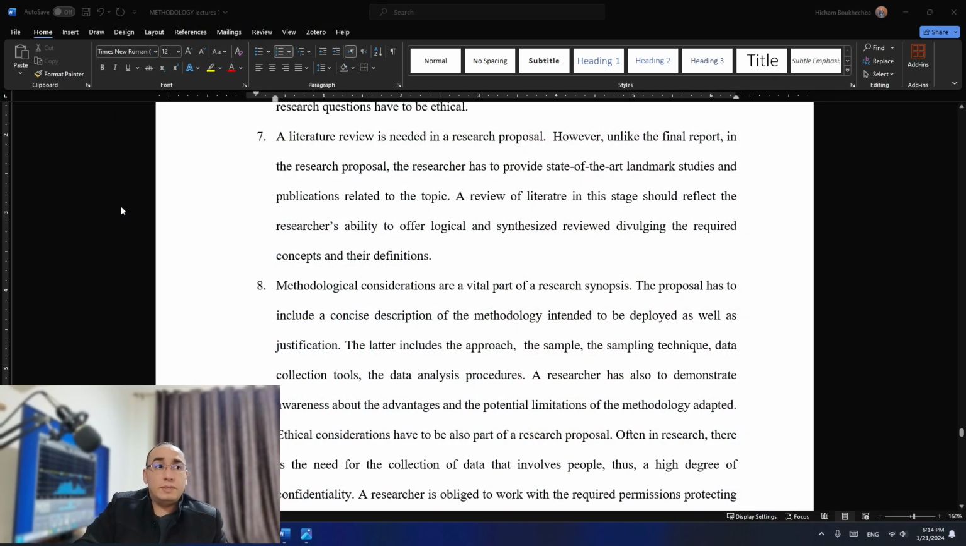Now let's move to the literature review, number 7. The literature review is needed in a research proposal. Of course, it has to be short. However, unlike the final report, in the research proposal the researcher has to provide state-of-the-art landmark studies and publications related to the topic. The review of literature at this stage should reflect the researcher's ability to offer a logical and synthesized review, divulging the required concepts and their definitions.